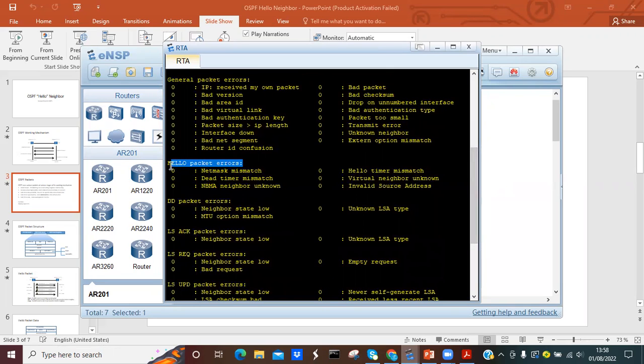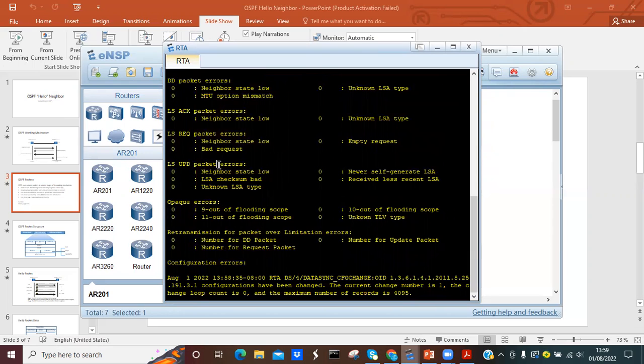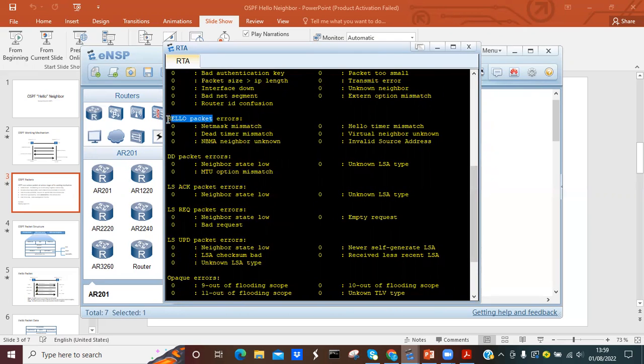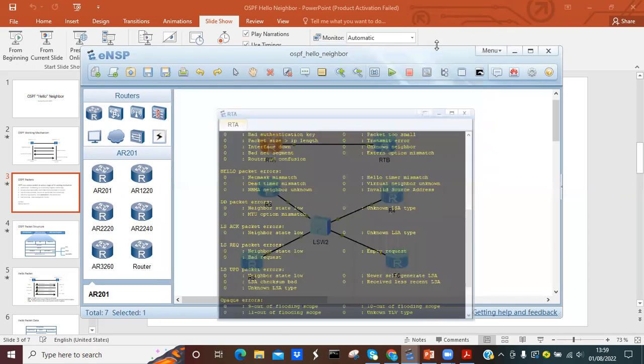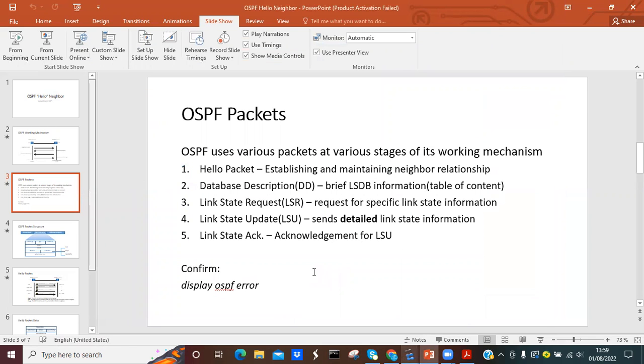You see, we have the hello packet, the database description packet, the link state acknowledgement packet, the link state request packet over here, and the link state update packet. So we have 5 major packets: link state update, link state request, link state acknowledgement, database description, and hello. There is normally a question I see in exams of how many types of packets we have in OSPF, and those are the packets. You can use that command to verify.